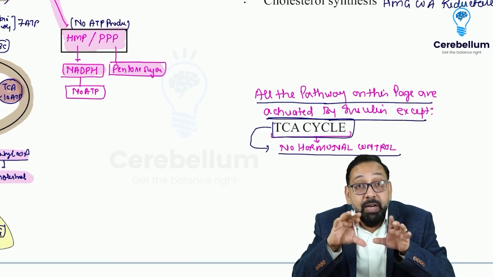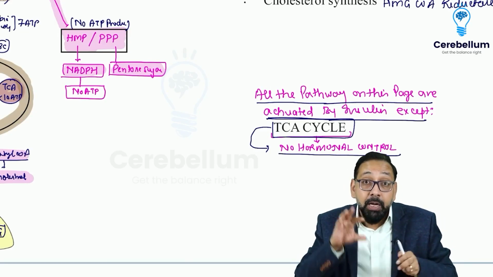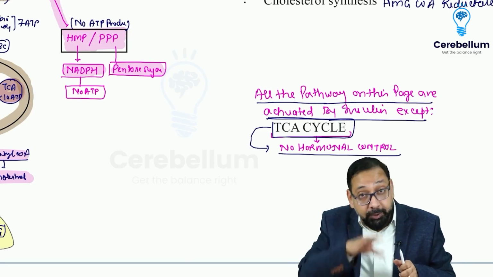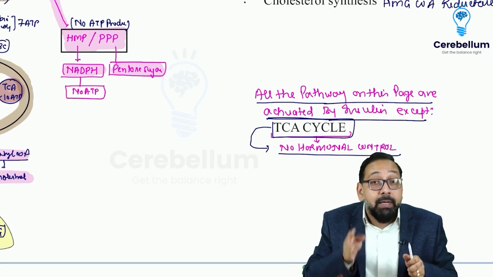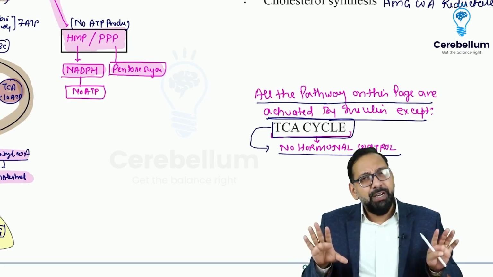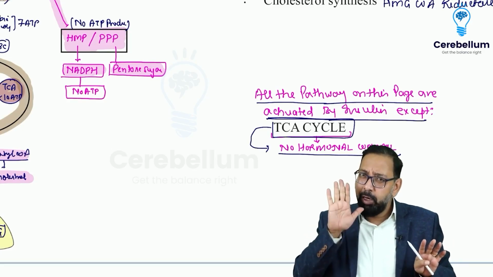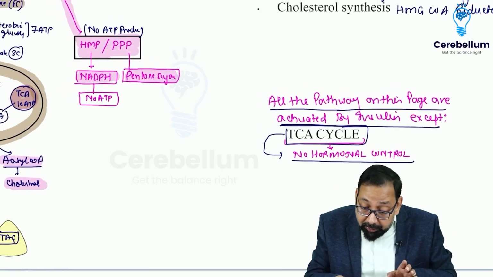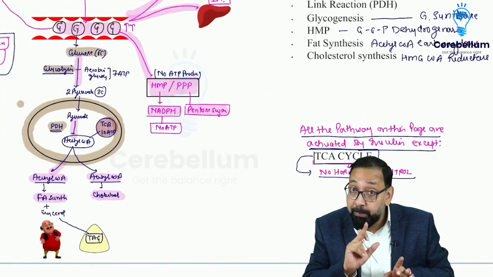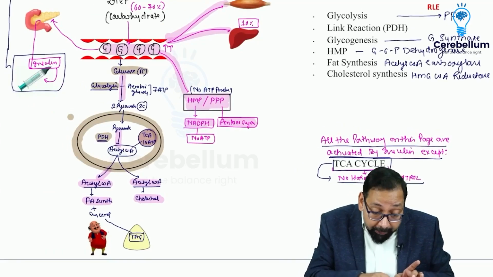It is regulated allosterically. It means if the cell requires energy, TCA will go, and if the cell has sufficient energy, then TCA will stop. So this TCA cycle is not regulated by hormone. All others are activated by insulin.